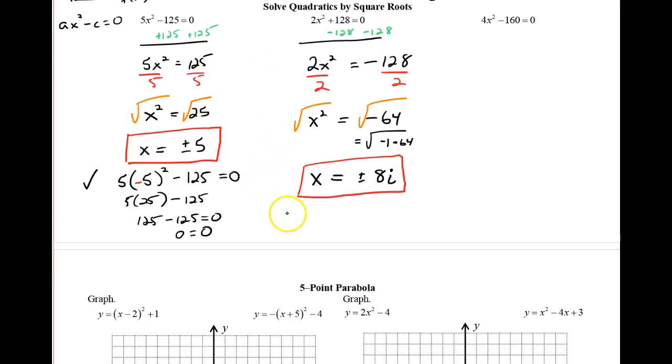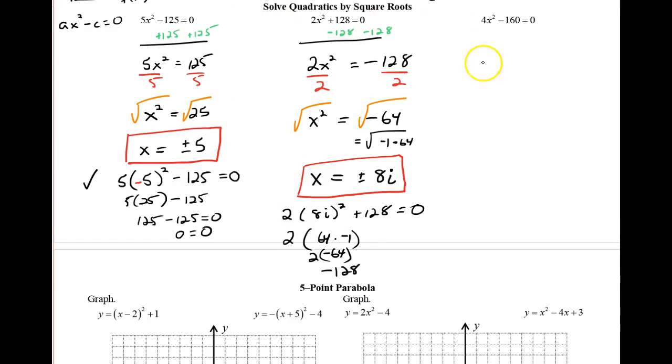So if we were going to check that, that would be 2 times 8i squared plus 128. And so what happens here is when we square the 8, we get 64. When we square the i, that gives us negative 1. And so 64 times negative 1 gives us negative 64. Times that 2 gives us that negative 128. So that negative 128 plus this 128 will equal 0. So it does work.